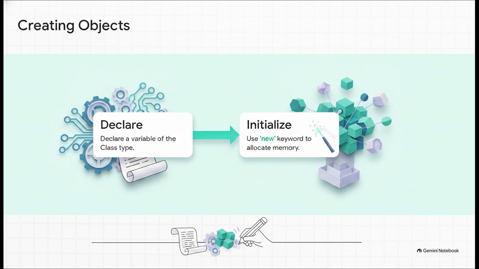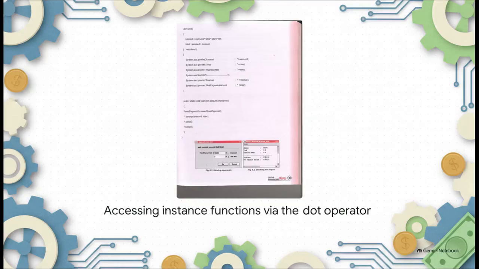Step 2 is where the magic happens. You have to use the new keyword. The new keyword is absolutely essential because it physically allocates the memory for the new object and initializes its variables using the class constructor. Normally, as computing students, we just combine these 2 steps into one single line of code for efficiency.